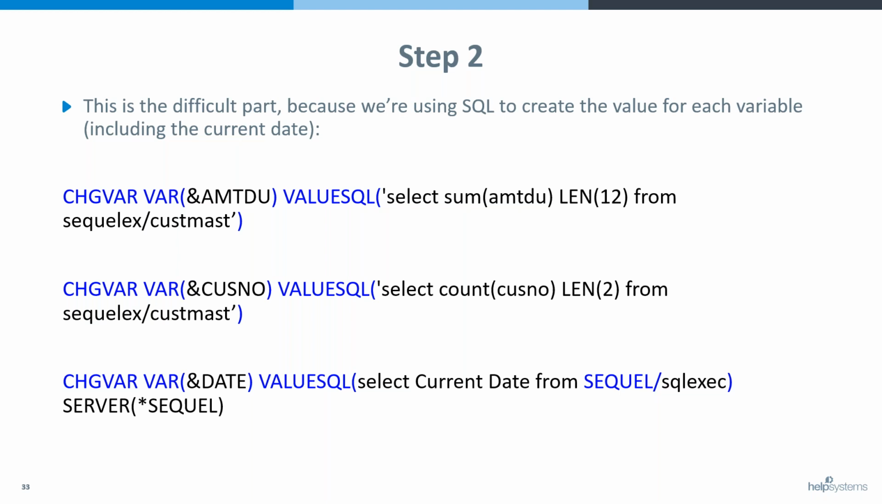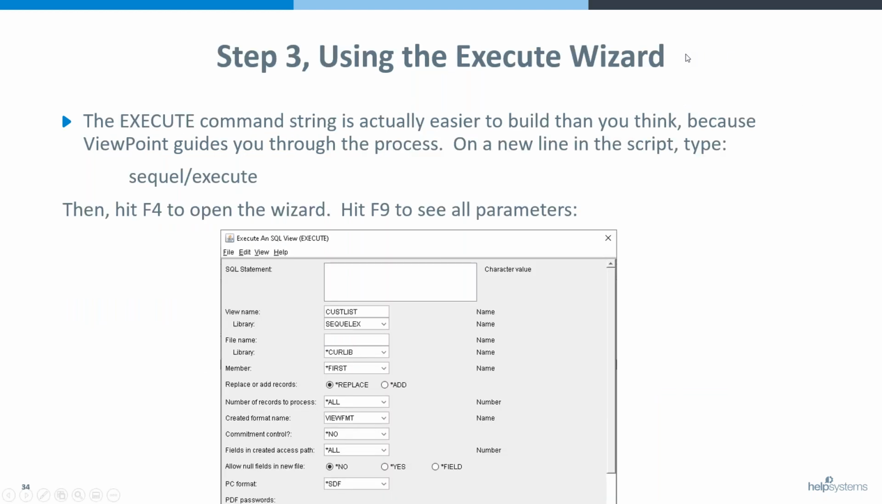The third step is to create the execute command string. And an easy way to do this, the easy part is to get intimidated by the execute command. And you don't need to be, because we've got a wizard in the script designer that allows you to build the command string on the fly without really needing to know what all the parameters are or what they do. If you hit F4 and F9, you'll see a long wizard. I just gave you a little snippet for the execute command. It's a huge list of parameters. You don't need to remember all that. You can use it.